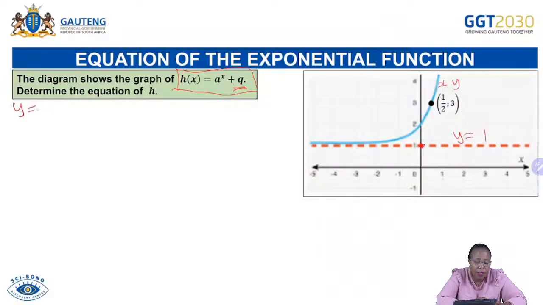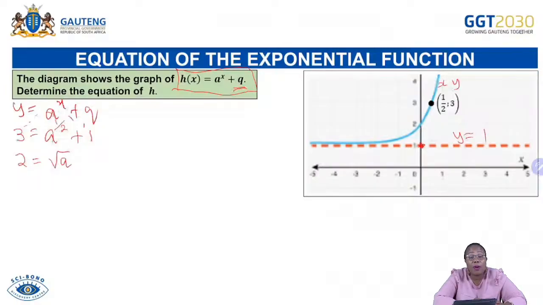So we are having y is equal to a to the power x plus q. What is y? Y is 3. And the a, what is x? X is half. And then the q is positive 1. Transpose 1 to the left, it will be negative 1. 3 minus 1 is a 2. And then we have the square root of a actually here. A to the power half is the square root. So we square both sides. Then we'll be having a equal to 4. So now our a is equal to 4.